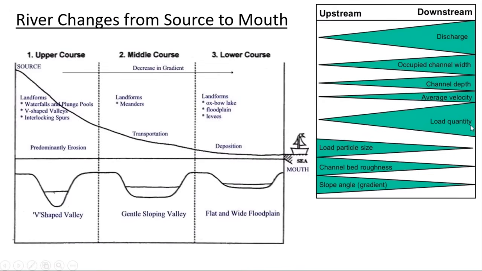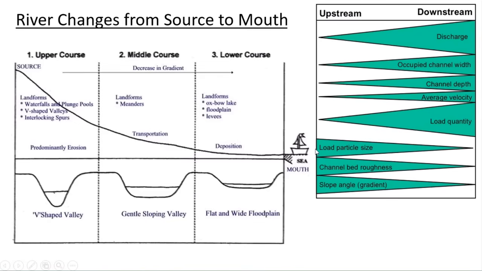The amount of sediment, the load quantity, gets much more. As it gets past more, it picks up more stuff. The size of that sediment gets smaller. And again, that's because of things like attrition, everything knocking into itself, making it smaller. So by the time it gets to the sea, it's almost just silty sludge. The roughness of the channel bed, i.e. how bumpy lumpy it is, gets much smoother as you go down, again because of more erosion. And the angle, the gradient, goes down like we've mentioned before.